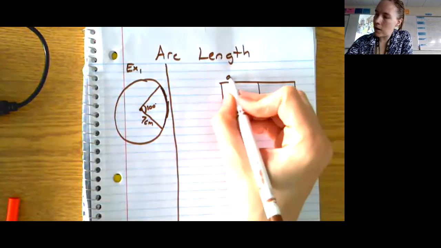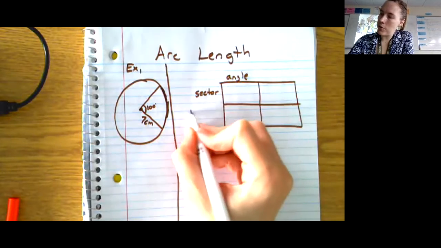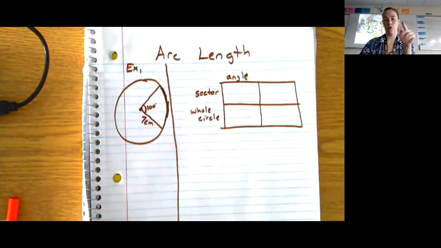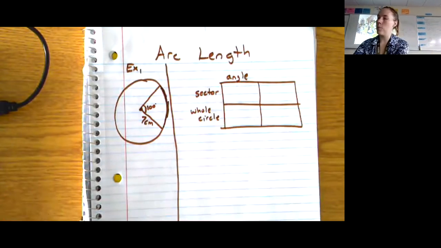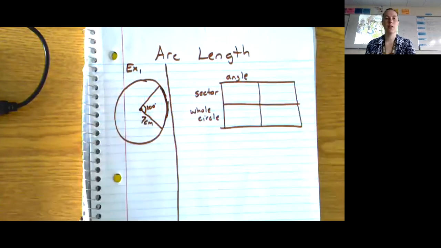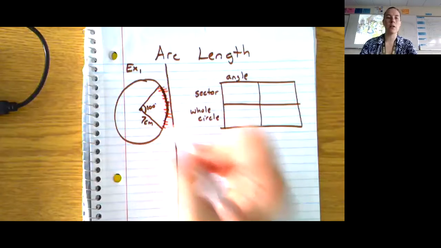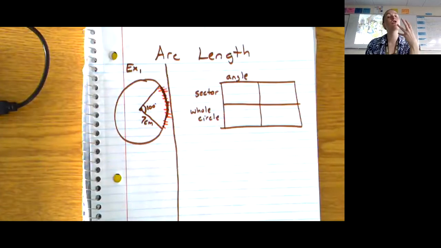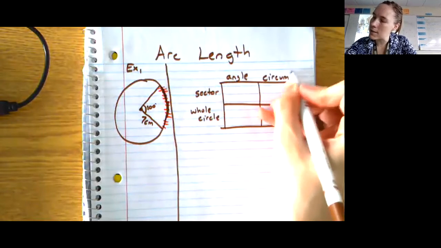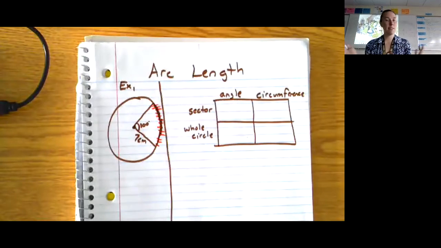So we still have our angle, we still have our sector, and we still have our whole circle. But this is a little different. Normally on the sector area, we use the area formula right here because we wanted to know everything inside. For the arc length, we want to know this part of the perimeter or part of our circumference. So we're actually going to use our circumference for that part there. So we set it up the same thing.